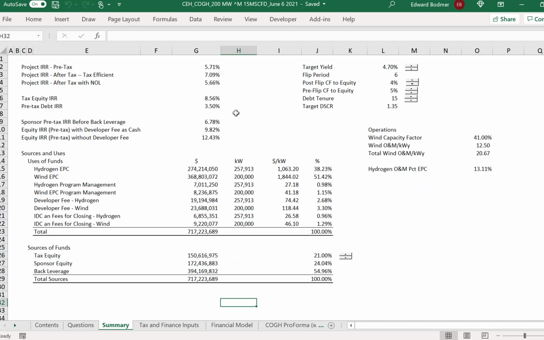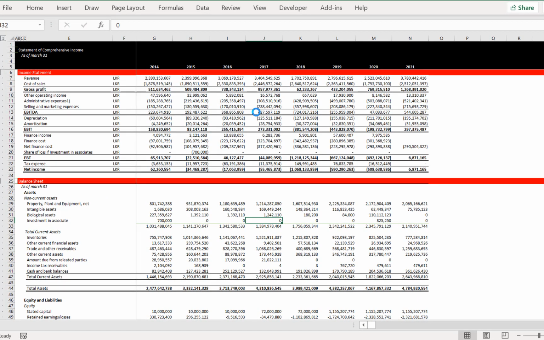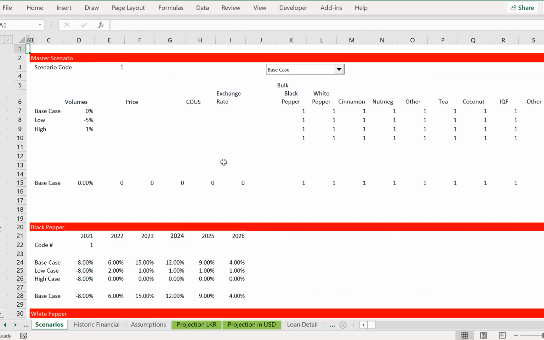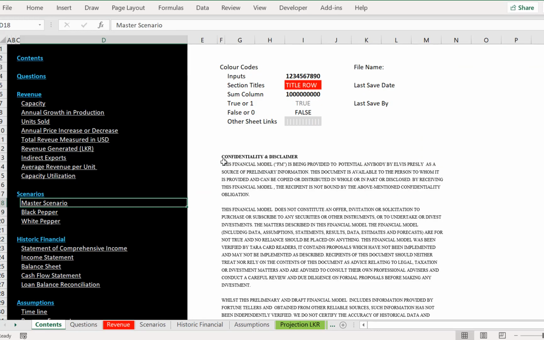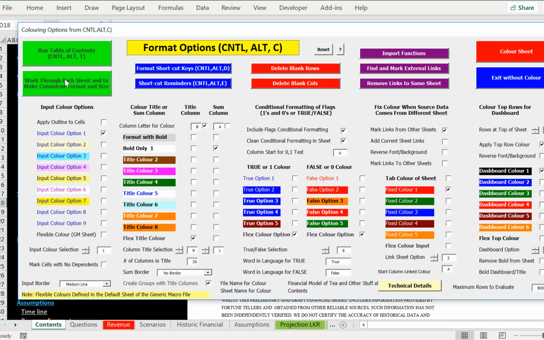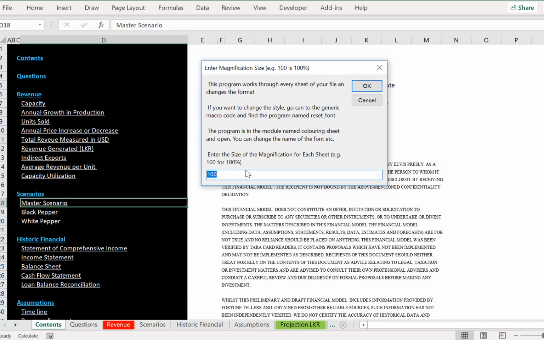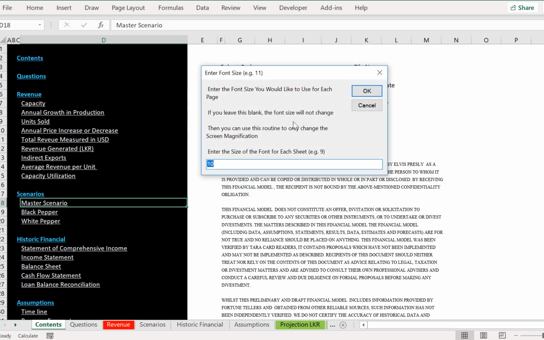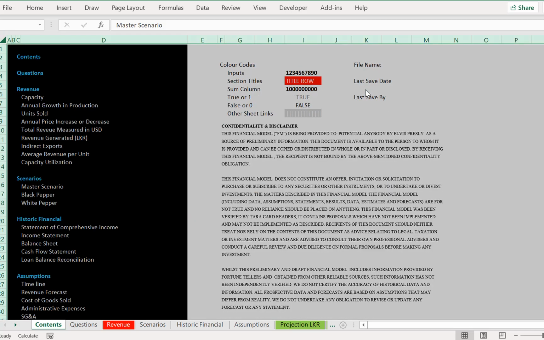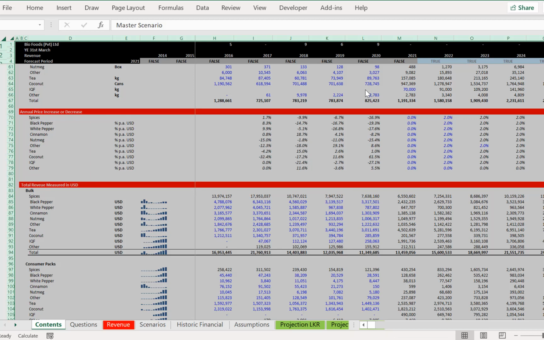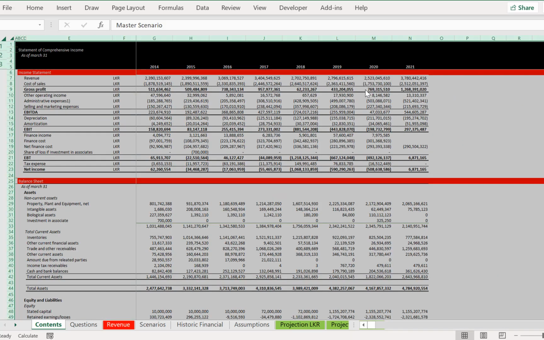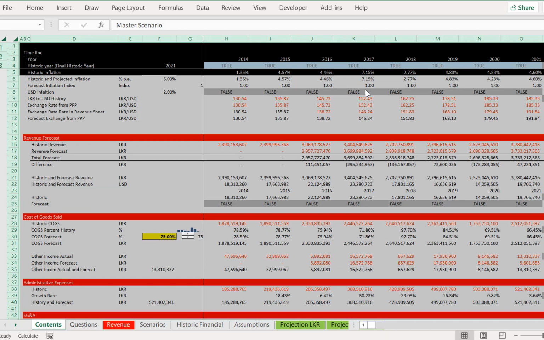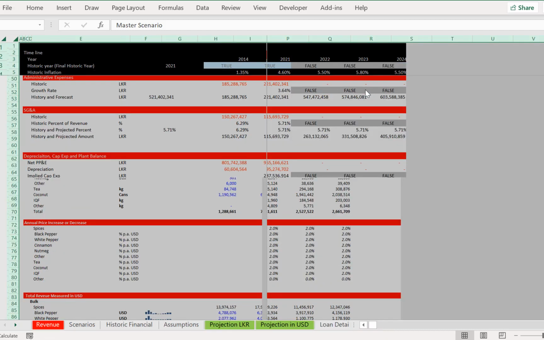I'm going to show you a little bit of this model. I probably need to make it a little larger. If you use this generic macro and just want to change the size, if you want to make everything 100% and make it 10, you can change that and make it Calibri, whatever that is. Is that making it worse? Whatever. It just works through every sheet and does the formatting for however you want it.